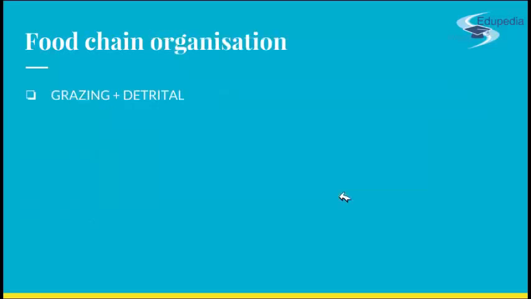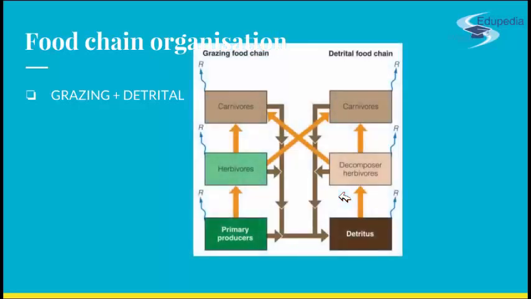Okay, so next we'll mention that any ecosystem, whatever it is, is always represented by two major food chains: the grazing food chain and the detrital food chain. And this is how they look. Grazing food chain down the row and detrital food chain.